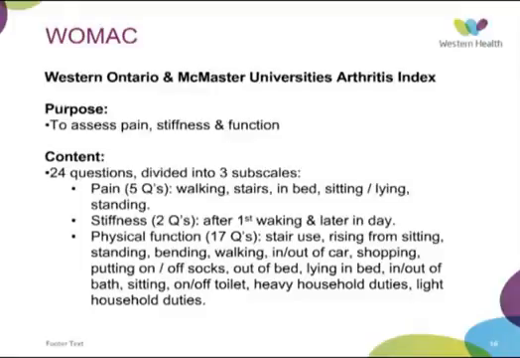Another score is the WOMAC, which is the Western Ontario and McMaster Universities Arthritis Index. And the purpose again is to assess the pain, stiffness, and joint function. And that's composed of 24 questions, which are divided into 3 different groups. There's 5 questions related to pain: pain with walking, going up and down stairs, getting in and out of bed, sitting and lying, and standing. 2 questions related to stiffness, and 17 questions related to function of the knee joint.